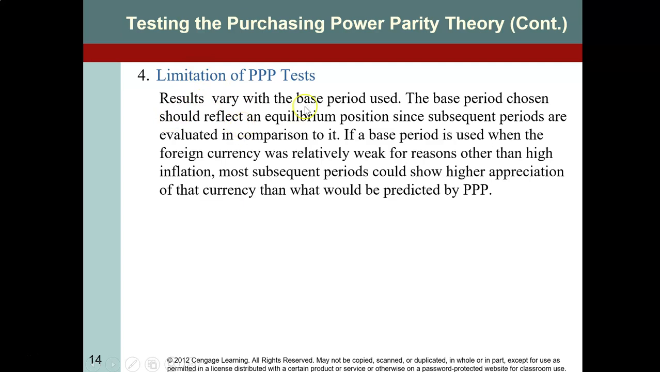Limitations. Results vary with the base period used. The base period chosen should reflect an equilibrium position since subsequent periods are evaluated in comparison to it. If a base period is used when the foreign currency was relatively weak for reasons other than high inflation, most subsequent periods could show higher appreciation of that currency. That would be then what would be predicted by PPP. Okay, so there are errors and limitations for the test of PPP theory.